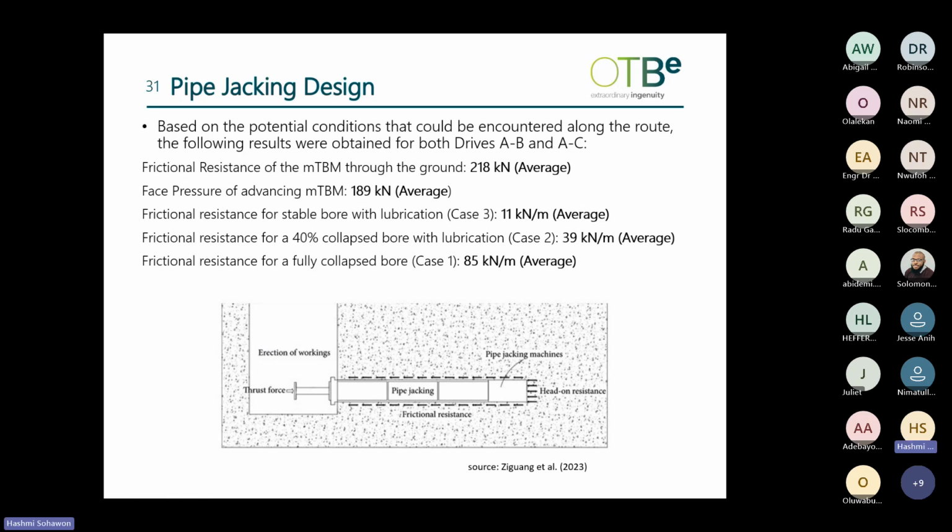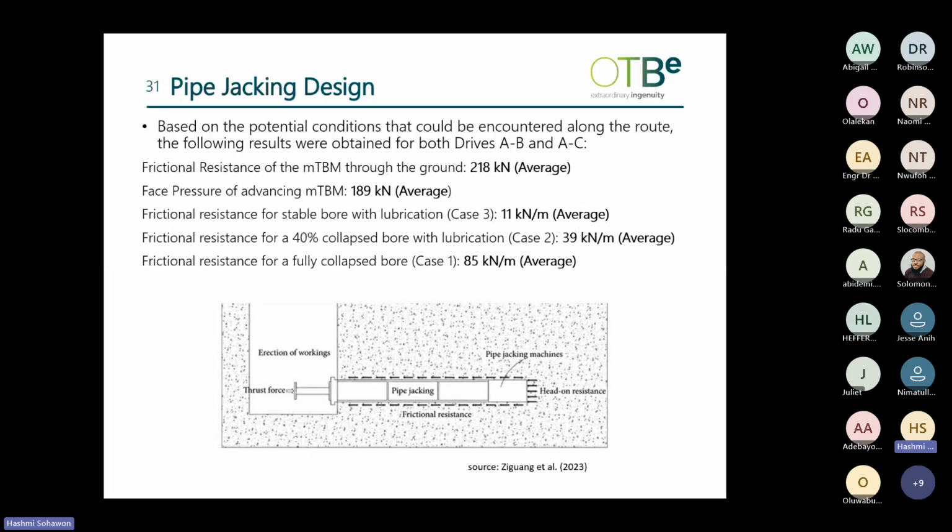This slide shows a summary of the calculated forces. The first two components are fixed. We have the face pressure, which is based on the applied pressure to the slurry, while the frictional resistance along the micro-TBM is based on the length of the micro-TBM. So these are fixed components. The frictional resistance along the pipe is given per meter. And if we want to obtain the total jacking force for the pipe, we can multiply this by the length of the drive. Drive AB was 143 meters long, and drive AC was 78 meters long, if I remember correctly.